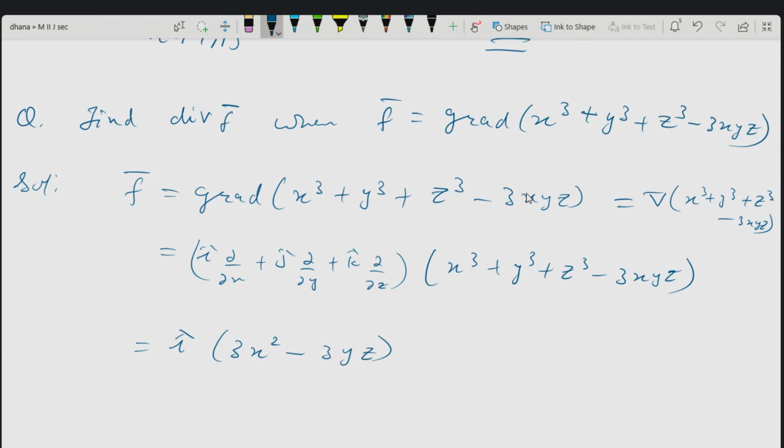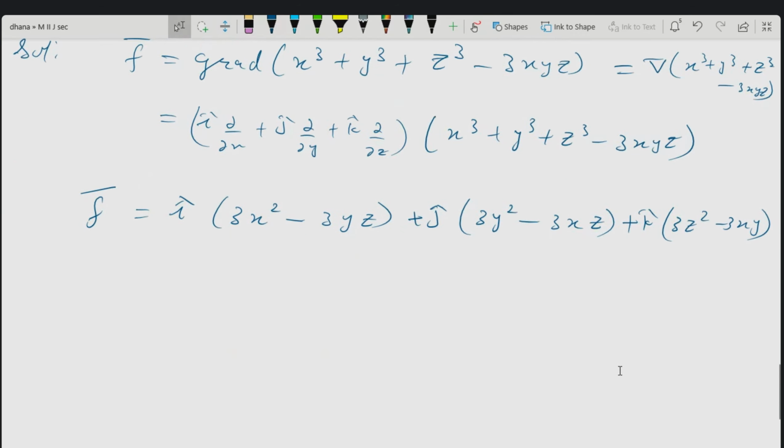Similarly with j cap, you need to differentiate this function with respect to y. So you will get 3y square minus 3xz. Then k cap, you will have 3z square minus 3xy. Got it? So this is your f bar. Now you have f bar whose divergence needs to be calculated. Got it?